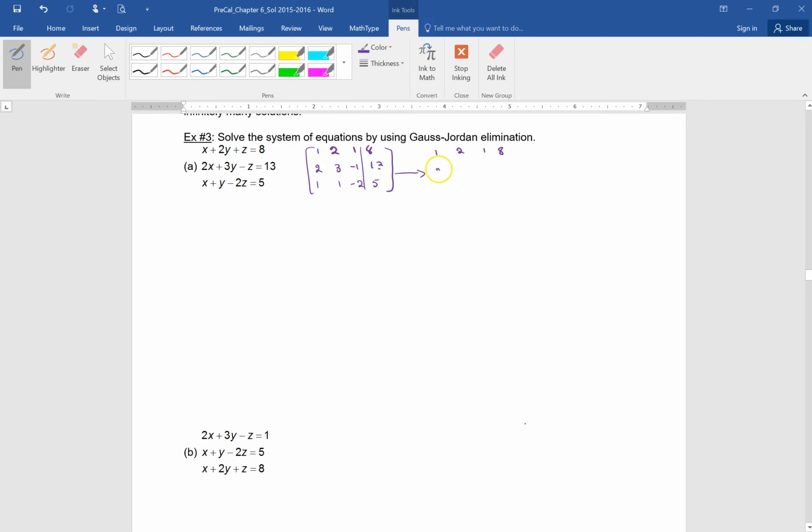Okay? All right, so what am I going to do here? Row 3 minus row 1. That works. Could you have done row 2 minus 2 times row 3? Absolutely. Whatever works. So 1 minus 1 is 0. 2 minus 1 is 1. 1 minus negative 2 is 3. And what's 8 minus 5?